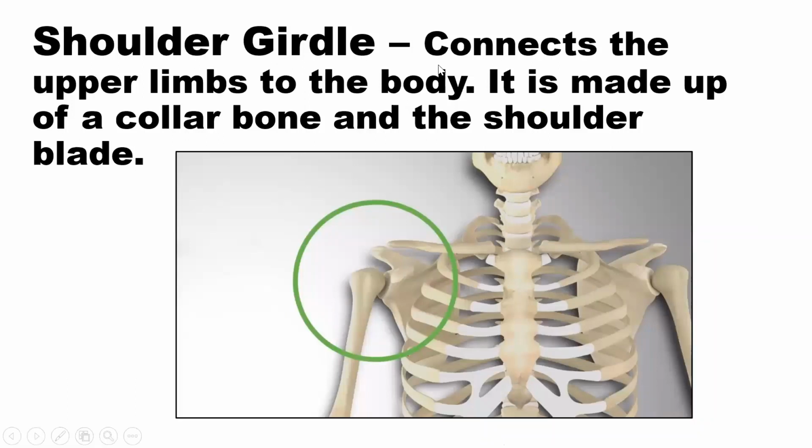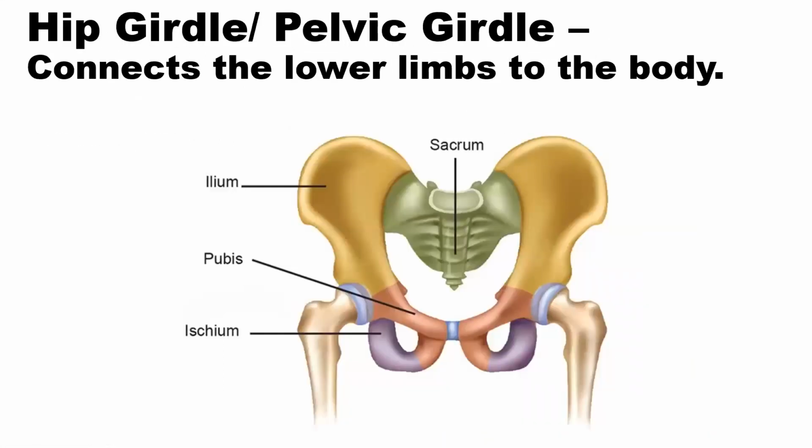Now let us see what is the shoulder girdle in detail. It connects the upper limbs to the body. So here you can see that these are bony, ring-like structures which are connecting the upper limb to the body. It is made up of a collarbone and the shoulder blade. Then comes your hip girdle or the pelvic girdle. It connects the lower limbs to the body. This is how your lower limbs are attached.